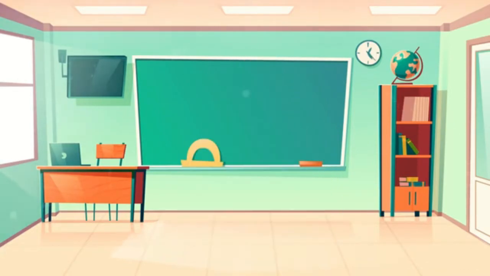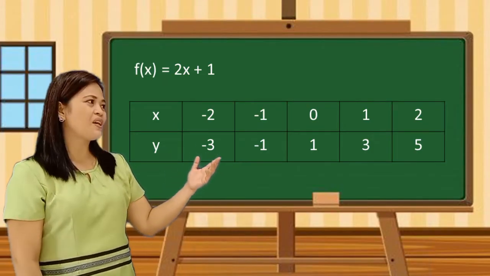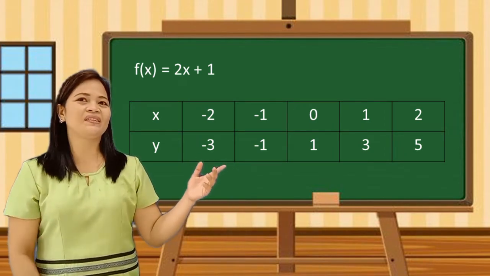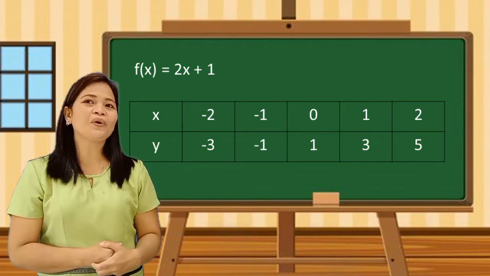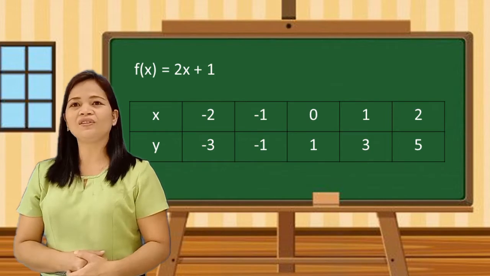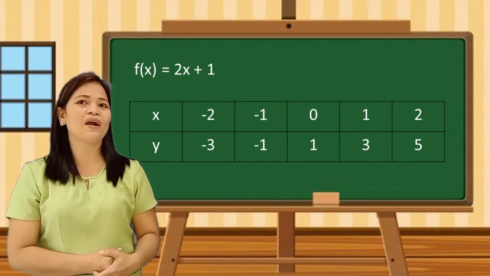I hope you are enjoying while actively listening, and I understand how excited you are to learn new concepts. So, we will now have our lesson. Please get your pen and paper and let us make a short activity. Are you ready? Great! Now, let's consider the table of values of the given function f of x equals 2x plus 1. The x values are negative 2, negative 1, 0, 1, and 2, while the y values are negative 3, negative 1, 1, 3, and 5.